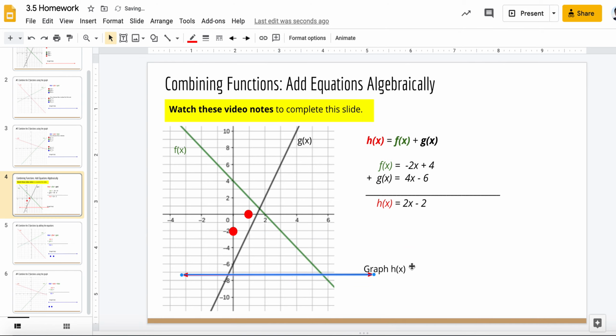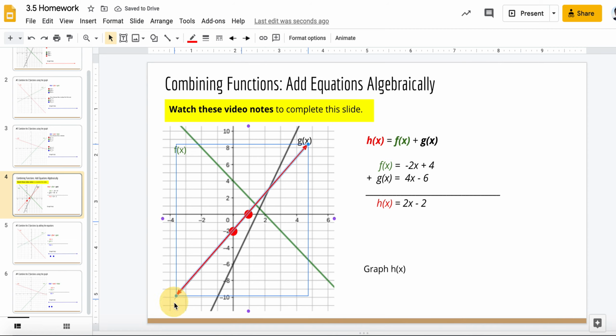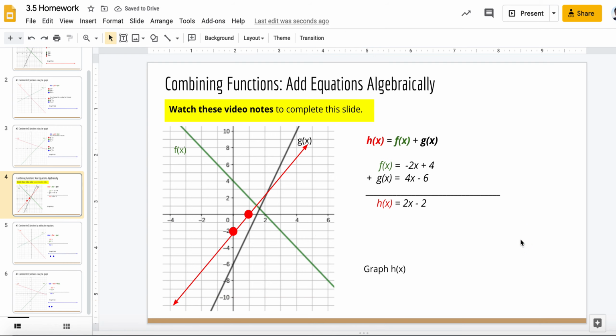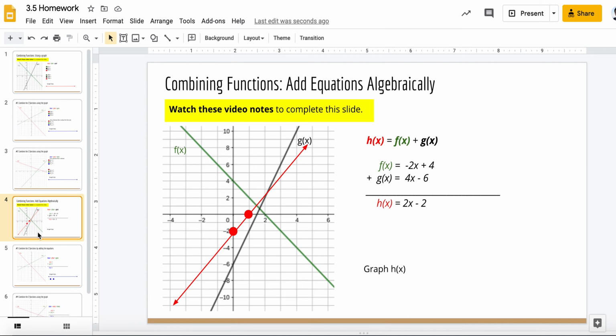So I'm going to drag this arrow, move these endpoints around a little bit, and try to get it as accurate as I can. Alright, and now I have h of x graphed. And notice that it's the same result that I got by adding them graphically in slide 1.